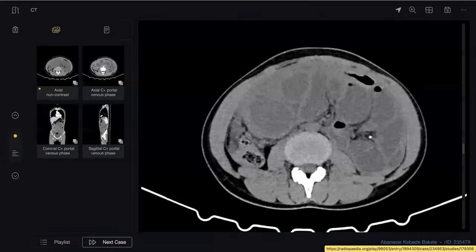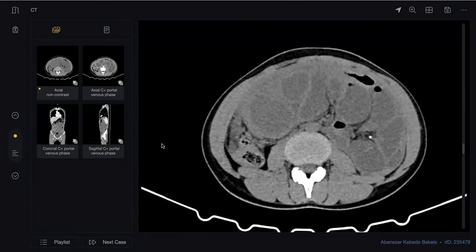Next candidate. Yes, sir. So this is your case: a young female with abdominal pain and vomiting. Okay, should I take control? Yes. Okay, I have requested. Yes, go on.